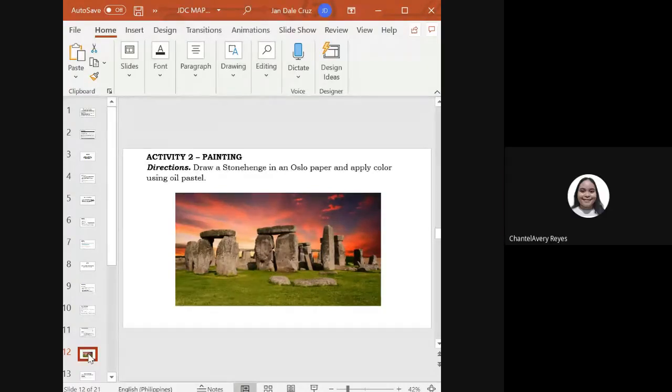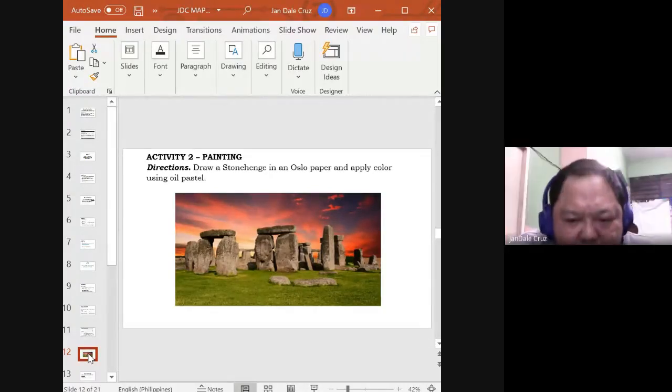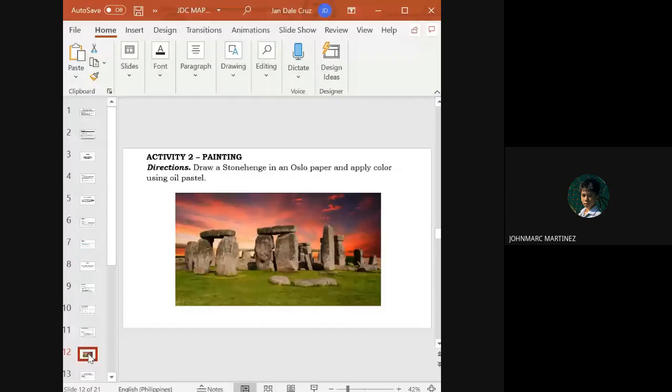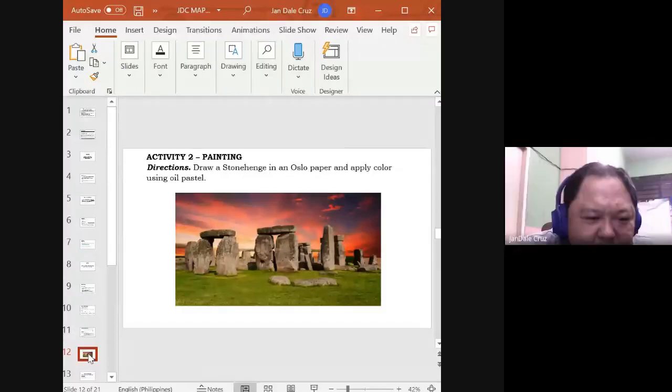Yes. Hello. Andiyan pa ba sila? Yes, opo, sir. Opo. Ah, okay. Opo, sir. Yes, sir. Sorry. Akala ko, dalawa lang kami dito sa center. Okay.